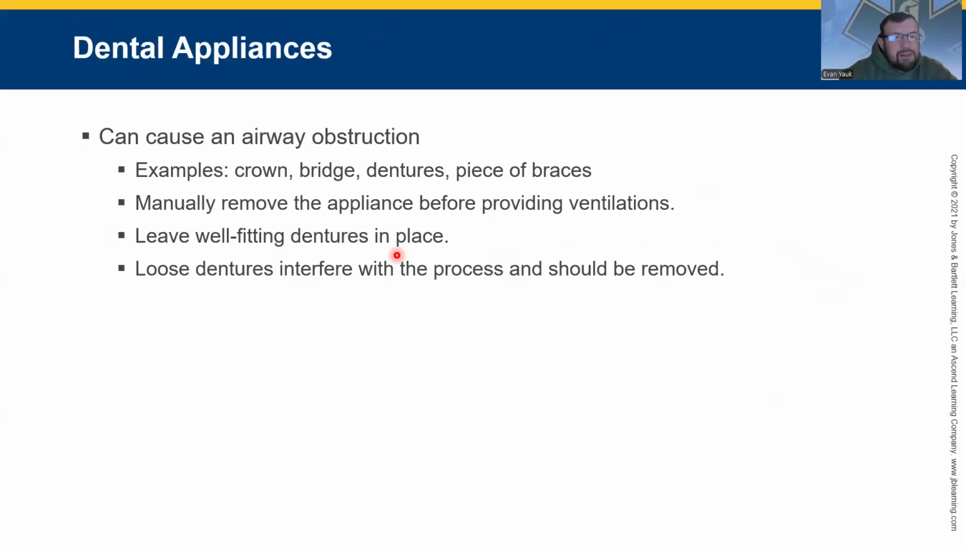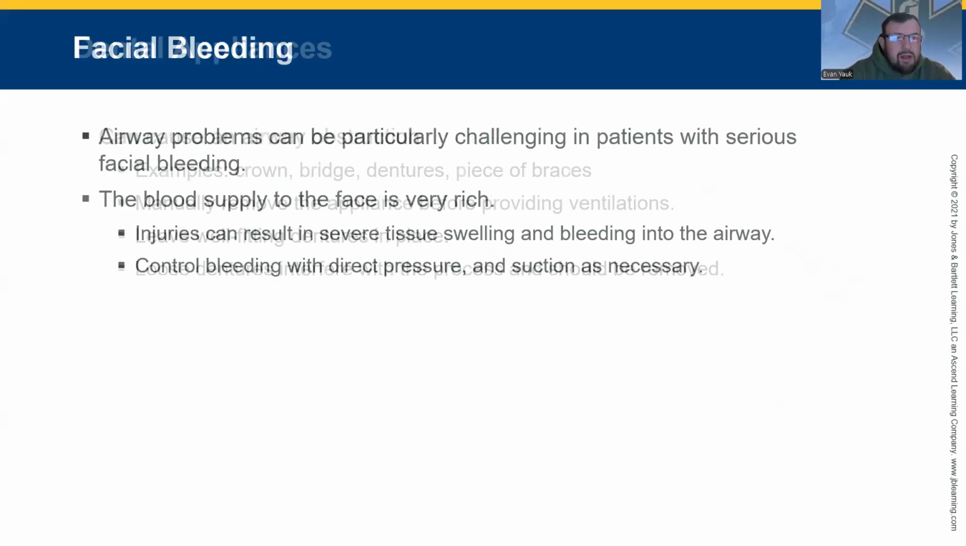Dental appliances can cause airway obstructions. Examples: crowns, bridges, dentures, and pieces of braces. Manually remove the appliance before providing ventilations. We don't want to push it further down. Leave well-fitted dentures in place. If they're loose, go ahead and try to remove them the best you can.